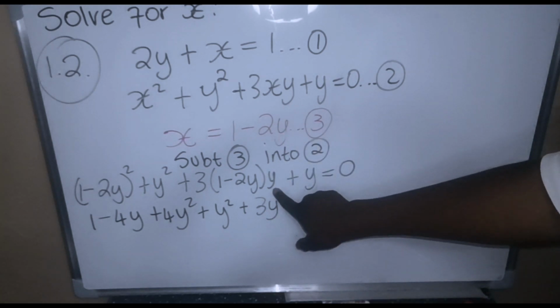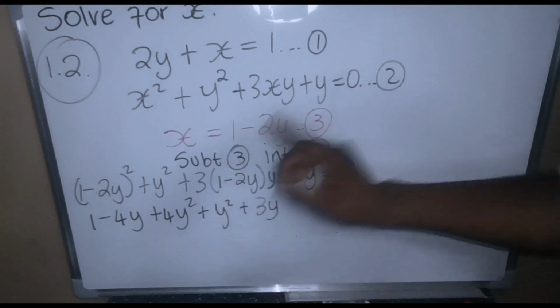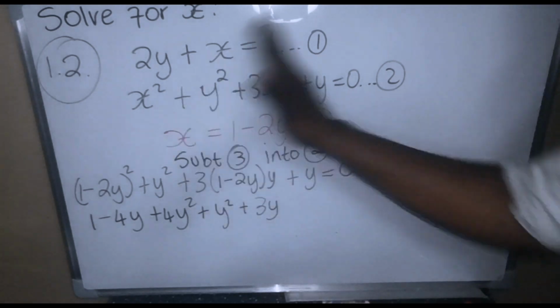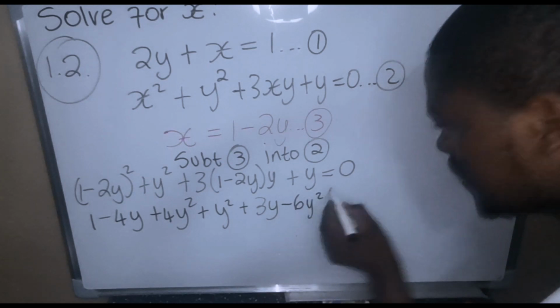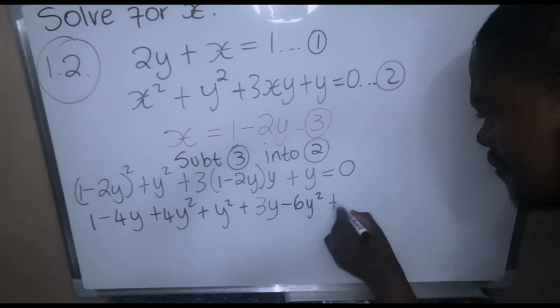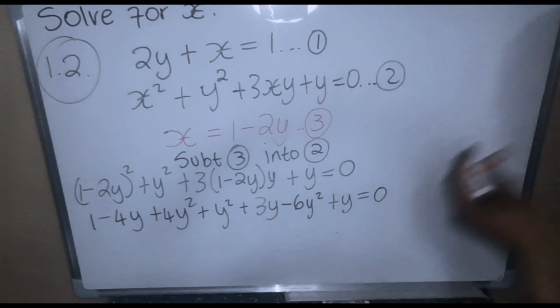Then y times 2y, get 2y squared again. Then 3 times 2y squared again, minus 6y squared. I hope we are clear. Plus y equal to 0.